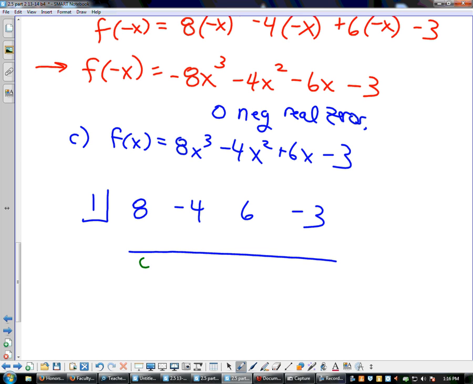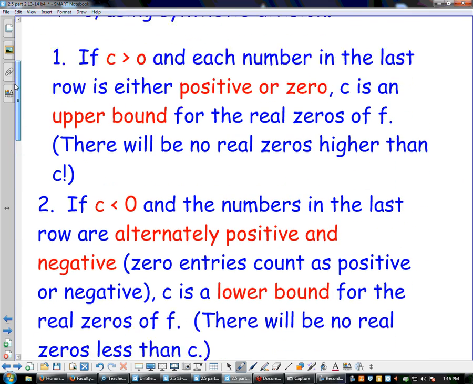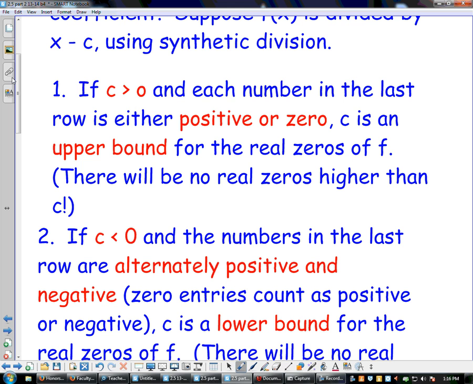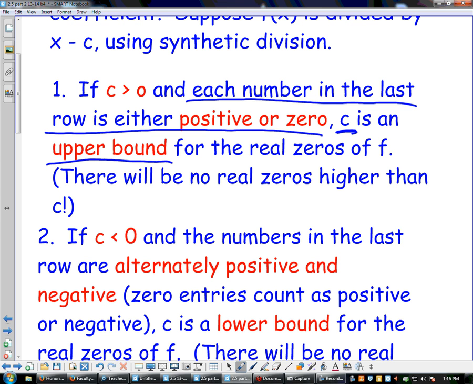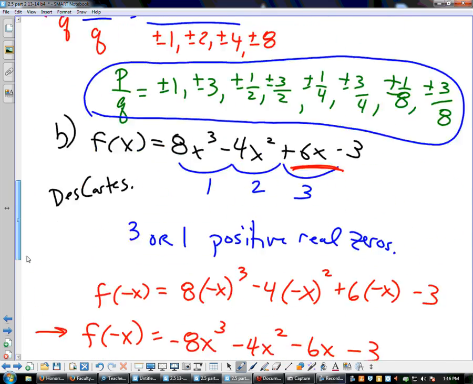If I do synthetic division here, bring down the 8, multiply, I get 8. Here I get 4, multiply 4, add, I get 10, multiply, I get 10, add, I get 7. Now, we don't have a 0 as our remainder here, but that's not what we're really looking at. In the upper bound test, upper bound says if each number in the last row is either positive or 0, then that number C is an upper bound for the real zeros.